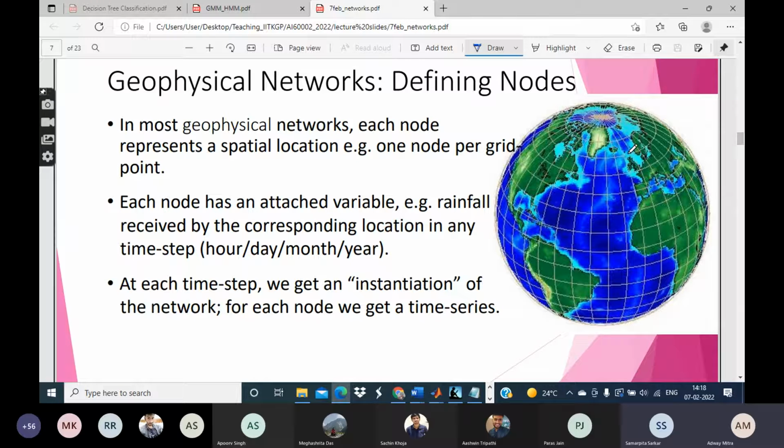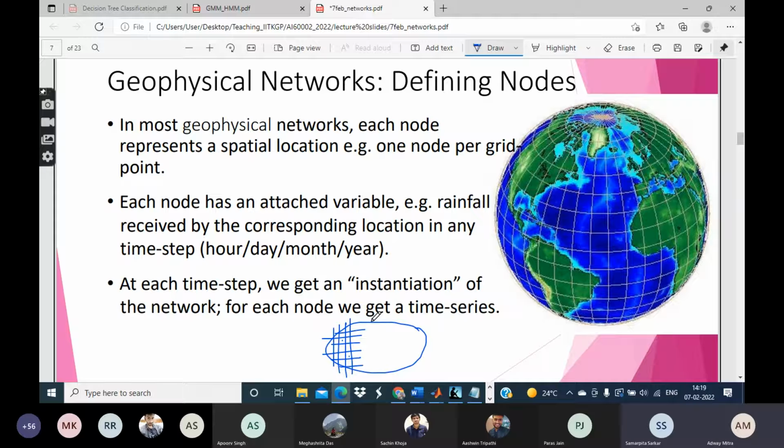The convention which is followed most commonly, but is not necessary, is that one node may represent a spatial location. Like we have been discussing several times, for the location which we are studying, we may use some kind of a grid structure to divide it into locations like this. Say, this is one location and this is another location. Each of these grid boxes can be considered to be one node.